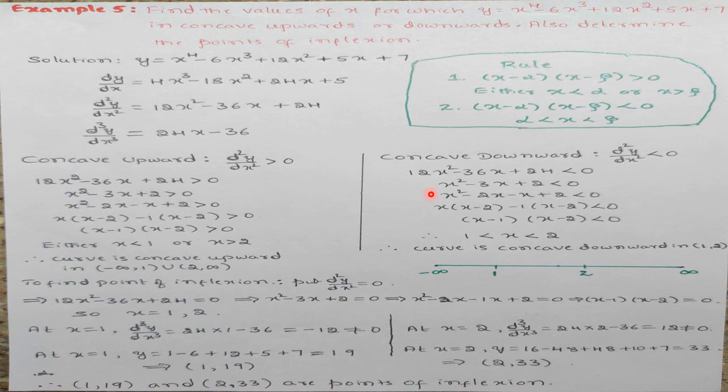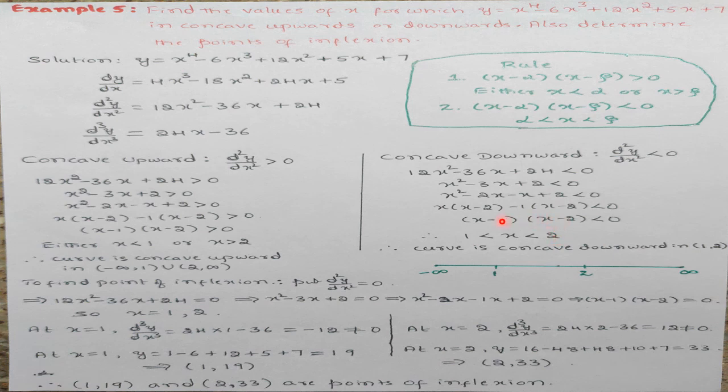Now look at the case d²y/dx² is less than 0. When would this be less than 0? This is 12x² − 36x + 24, which is less than 0. Again let's factorize it: (x − 1)(x − 2) is less than 0. One rule is there: (x − α)(x − β) is less than 0 means x lies between α and β, then only this is less than 0. Therefore here in place of α, 1 is there, in place of β, 2 is there.